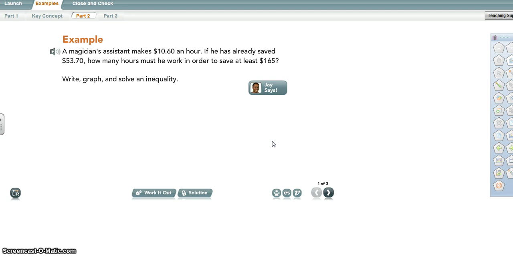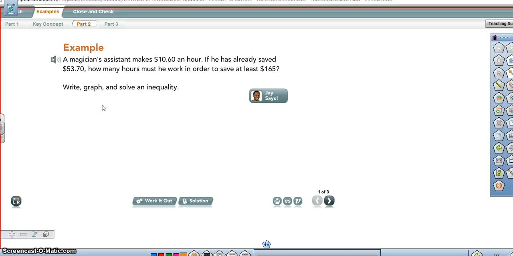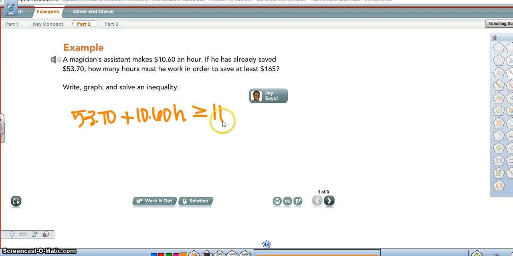All right, let's talk about it together. A magician's assistant makes $10.60 an hour. He's already saved $53.70. How many hours must he work in order to save at least $165 total? Well, we could think about how much money he's starting with: $53.70. He's going to continue to save money, so the money is increasing at $10.60 every hour. And for our total, we hope to get at least $165. We would like to get $165 or even more would be great. So we want this to be greater than or equal to $165.